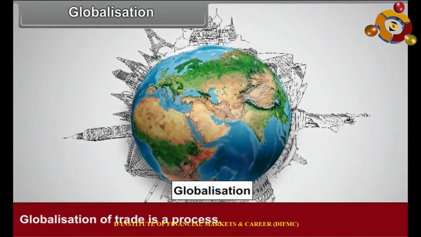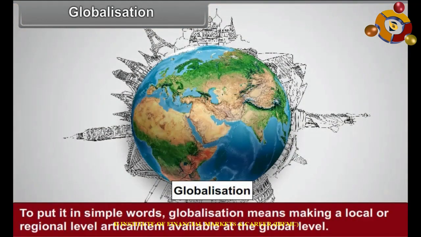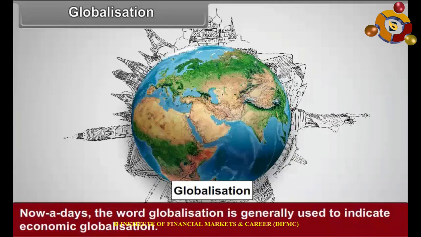Globalization. Globalization of trade is a process. To put in simple words, globalization means making a local or regional level article or item available at the global level. Nowadays, the word globalization is generally used to indicate economic globalization.